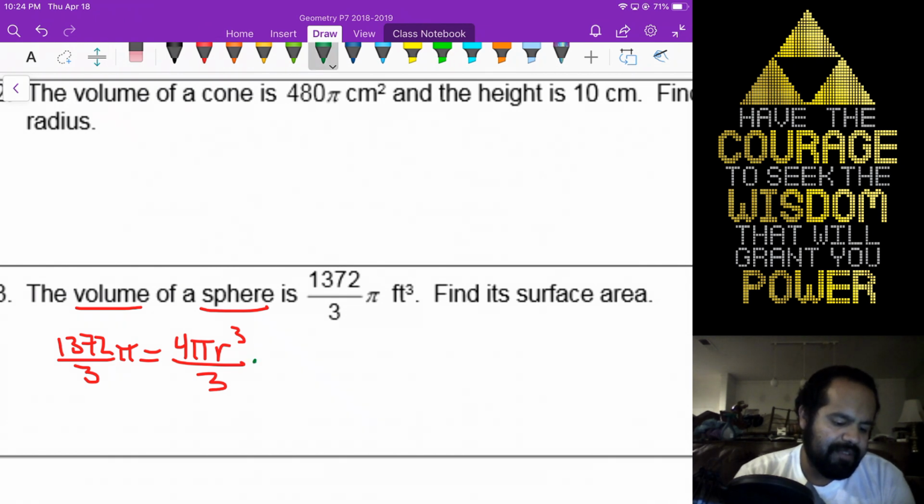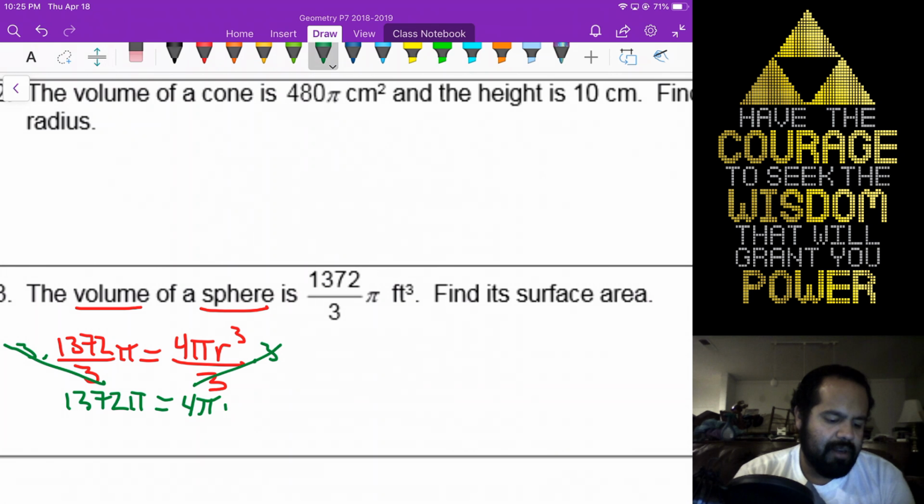So I'm going to multiply both sides by 3. So I'm going to have 1372 pi equals 4 pi r cubed. Now I'm going to divide out the 4 pi from both sides.